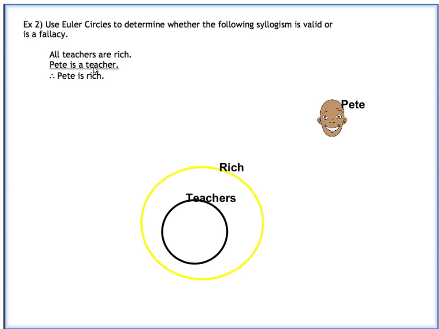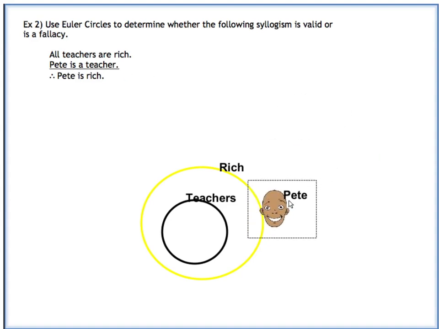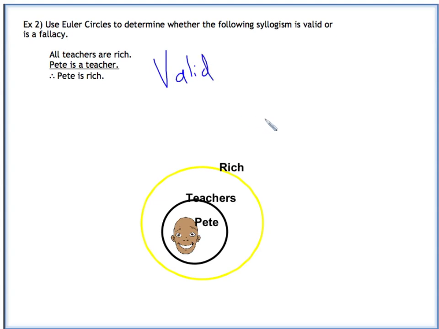Now our next premise says Pete is a teacher. So where does Pete have to go? Well, Pete is a teacher, so he enters this circle, and Pete has to go there. Now we verify the conclusion that Pete is rich. So we just ask, is Pete inside the rich circle? Well, he is. So therefore, this is a valid argument.